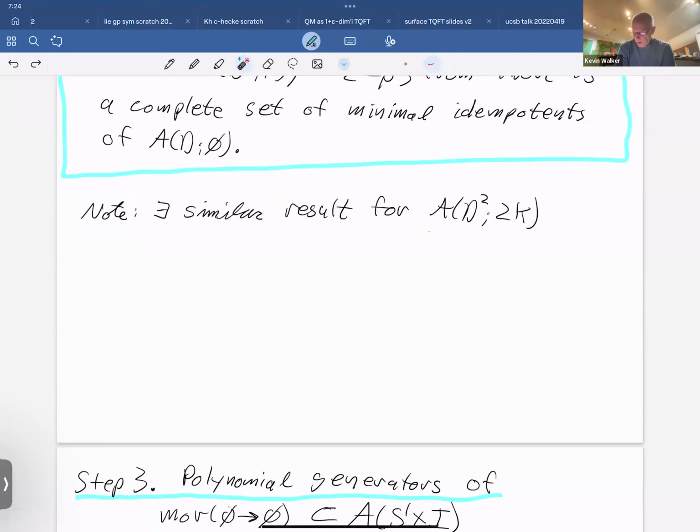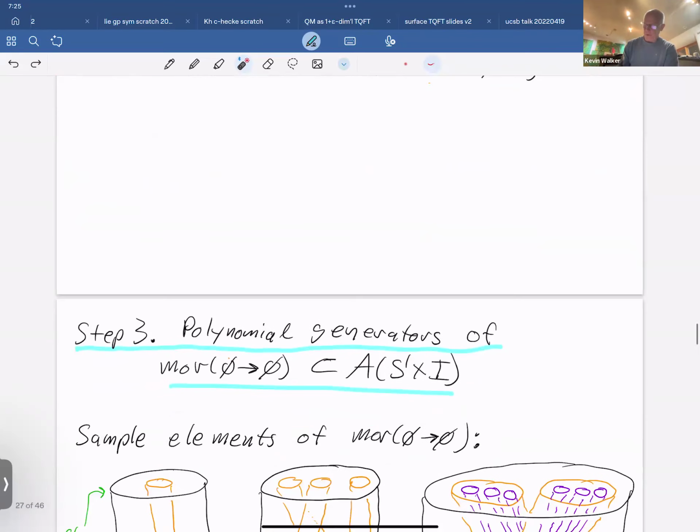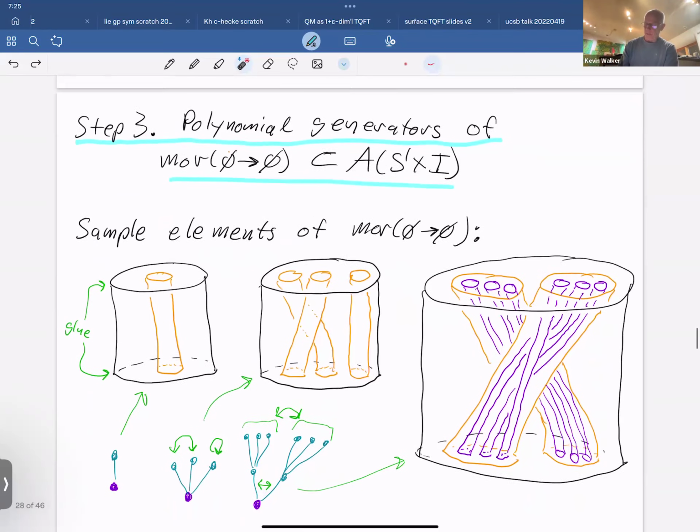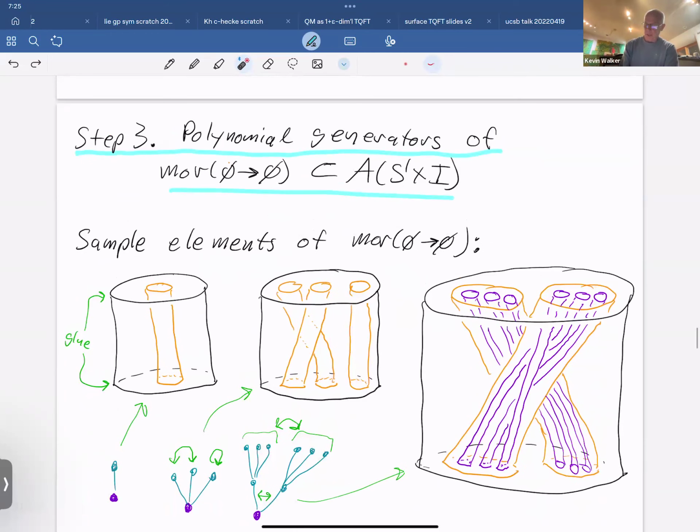Okay, so now that we understand the minimal idempotents, we're halfway to that construction of Chebyshev polynomials. The other half of that is to understand the vector space, say, of S1 cross B2 in a more topological way.